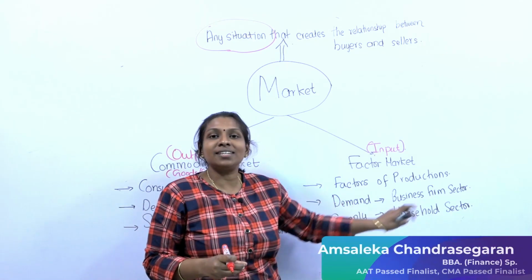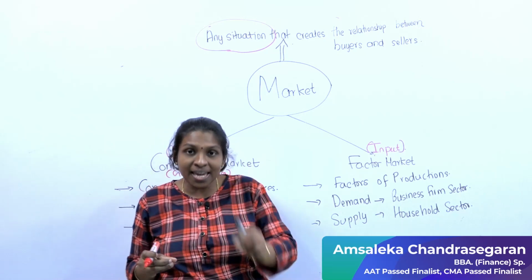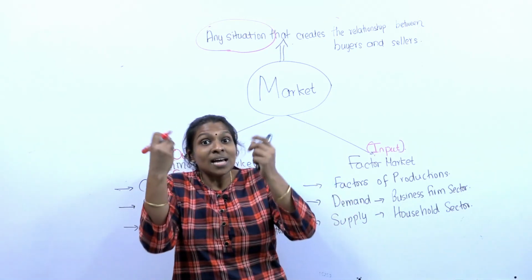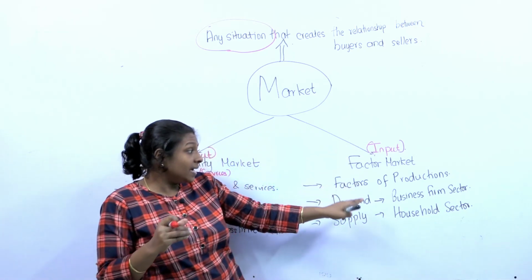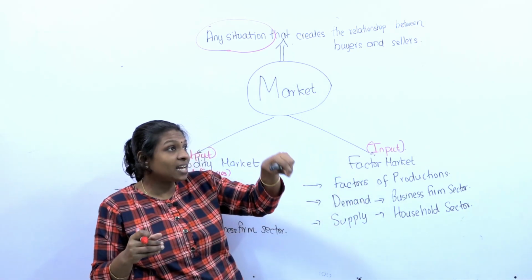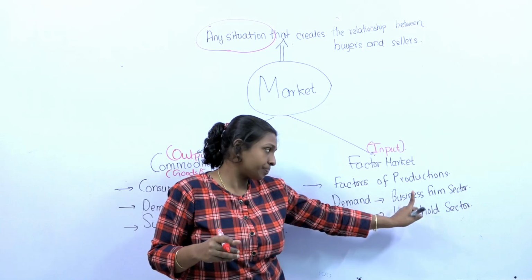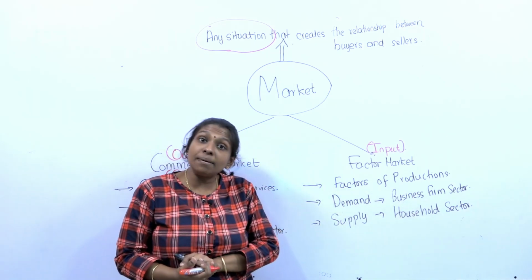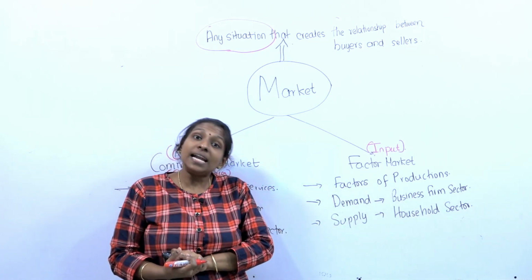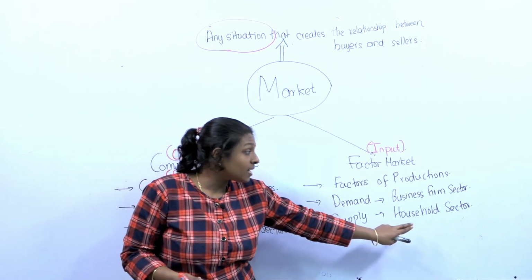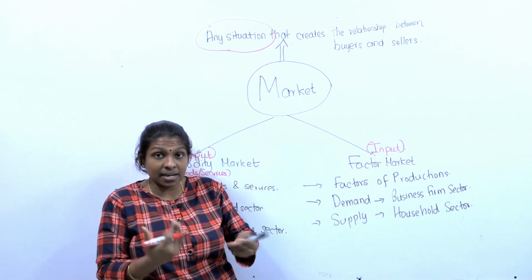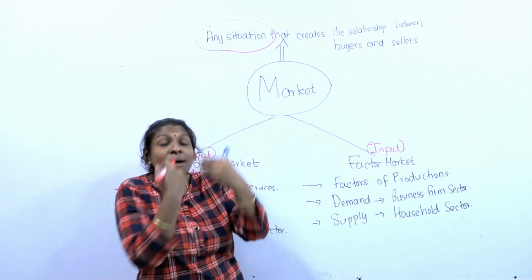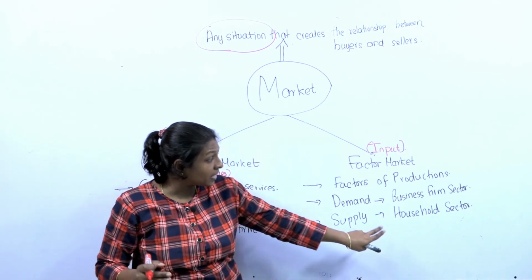Business firm sector. So business firm sector needs this factor. So he is asking land, labor, capital, demand. Then the demand comes to land, labor, capital for who? Business firm. So business firm is asking for land, labor, capital. But household sector, so who is having this land, labor, capital? We are having. So we are supplying to the business firm. So we are the supply.